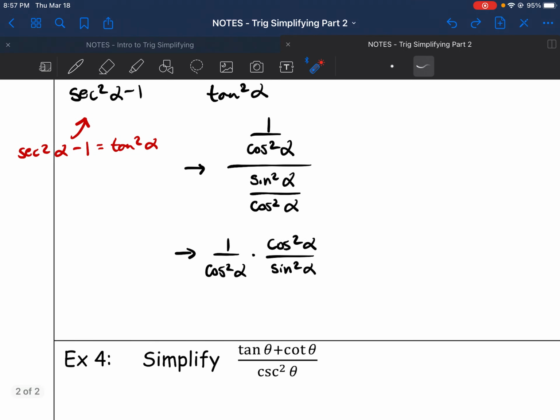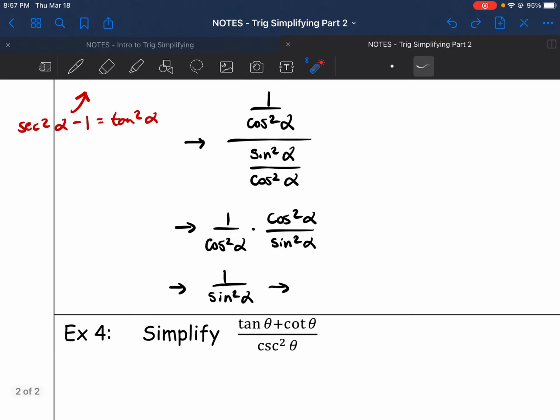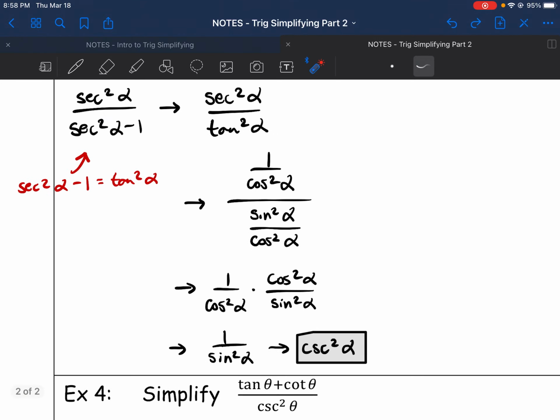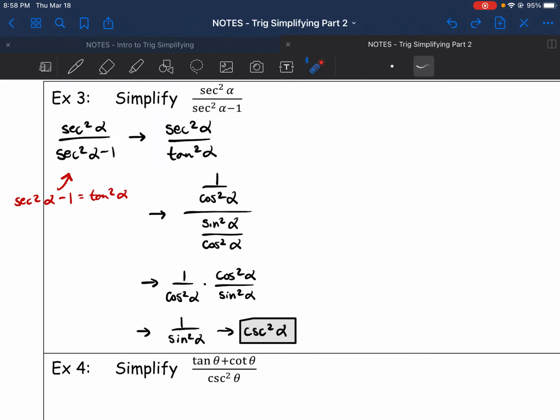Notice when we start to simplify, cosine squared alpha and cosine squared alpha will cancel. We're going to get 1 over sine squared alpha. And we know that 1 over sine is cosecant, so 1 over sine squared alpha is going to be cosecant squared alpha. And that's going to be our simplified version. So again, a really good example of using Pythagorean identities and really looking for opportunities to use them, such as when we see secant squared with a minus 1. That really hints to us that we want to use the Pythagorean identity.